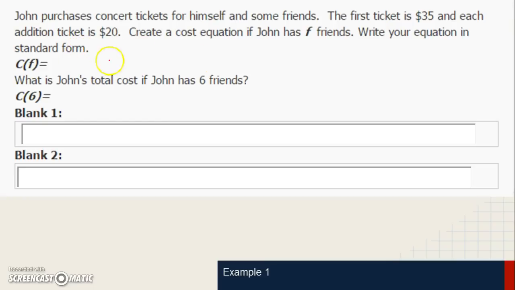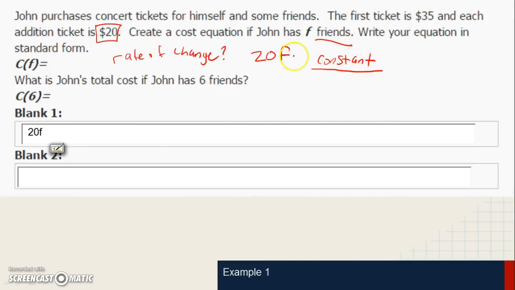What is our rate of change? At what rate do we change? Well, we change at a rate of $20 per friend. So $20 per friend. For every friend, I pay $20. I have one friend, I pay $20. I have two friends, I pay $40. So I know that C of F, this cost function, is equal to 20 times F.